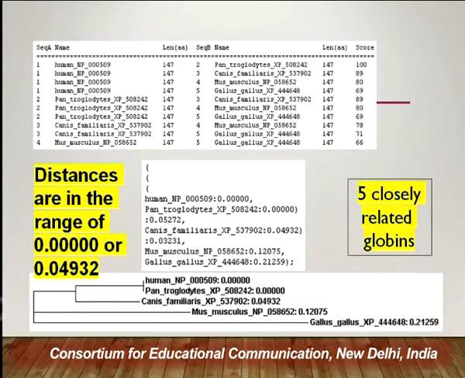So when we run the same thing in the closely related genes, globins, what happened? The same way it built a guide tree. It first made a distance matrix, and then it made the identity matrix, and then it made a phylogenetic tree, the guide tree. And you see the difference here is in the range of 0.0 to 0.04932. Why are the distances quite smaller here? Because the genes are quite related to each other.